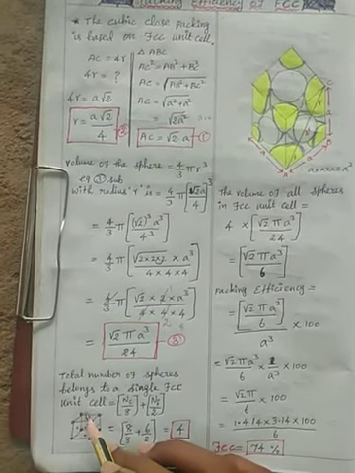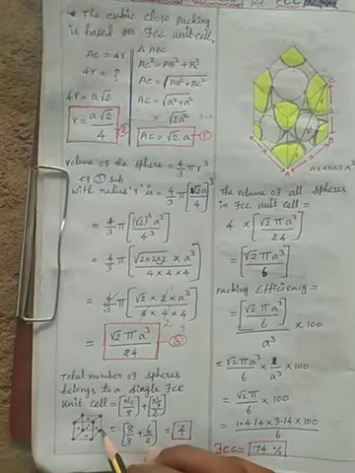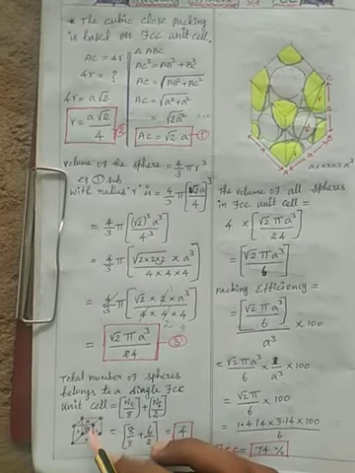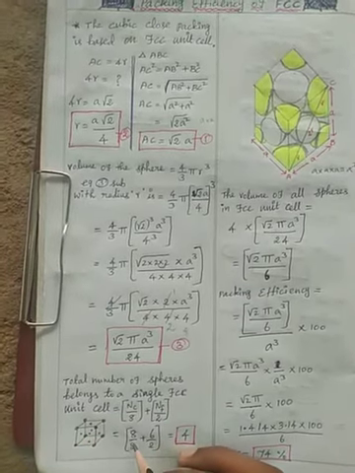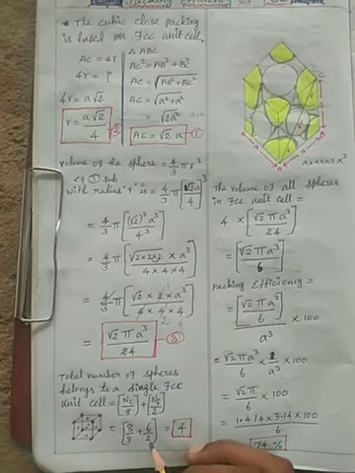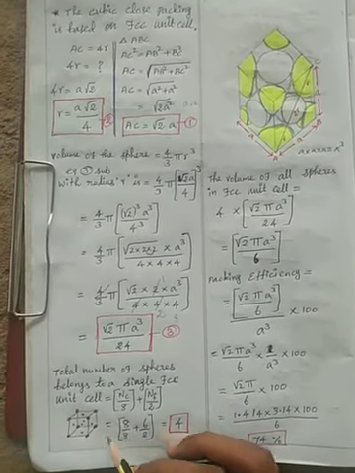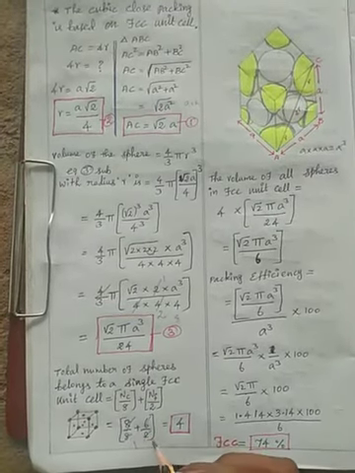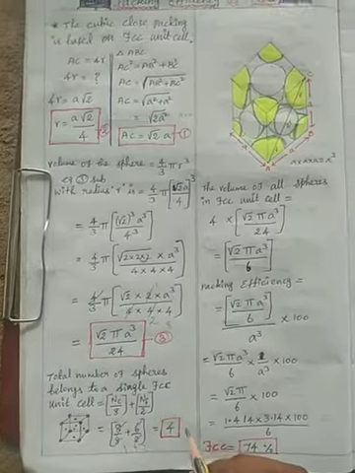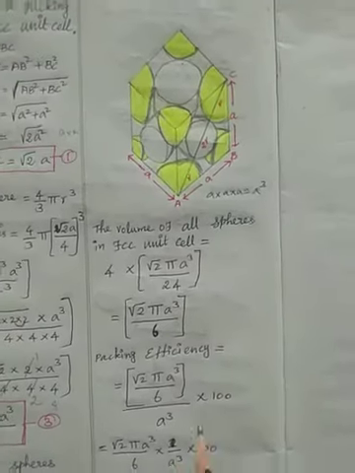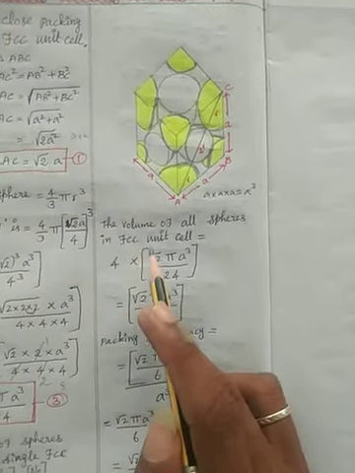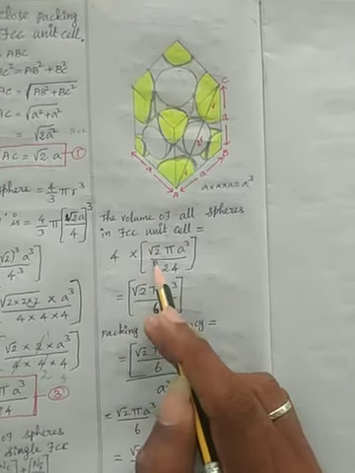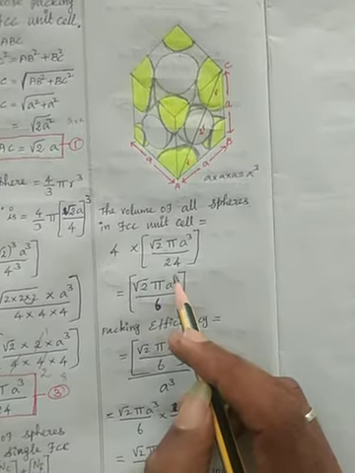Number of corner atoms: 1, 2, 3, 4, 5, 6, 7, 8, contributing 1 in total. The face-centered atoms: there are 3 pairs of opposite faces, so 6 divided by 2 gives 3. So the total is 4. Applying the volume of a sphere within the face-centered cubic, we multiply 4 with root 2 pi a cubed divided by 24.